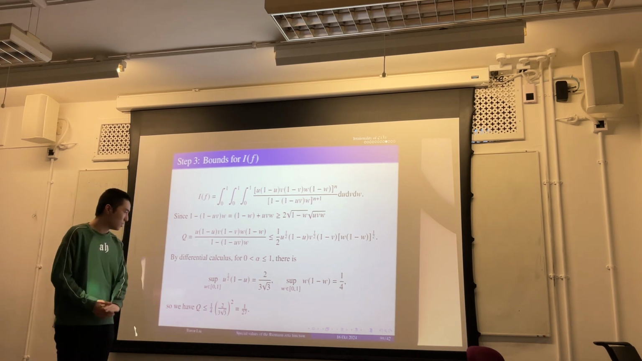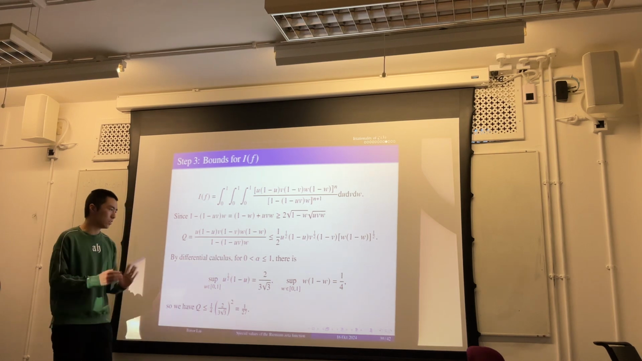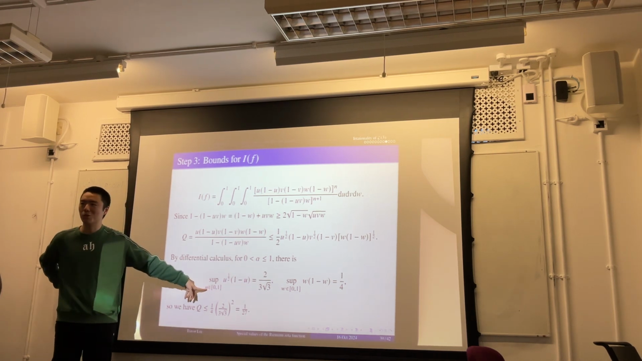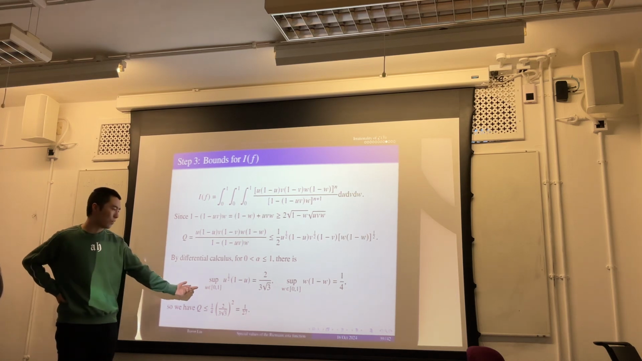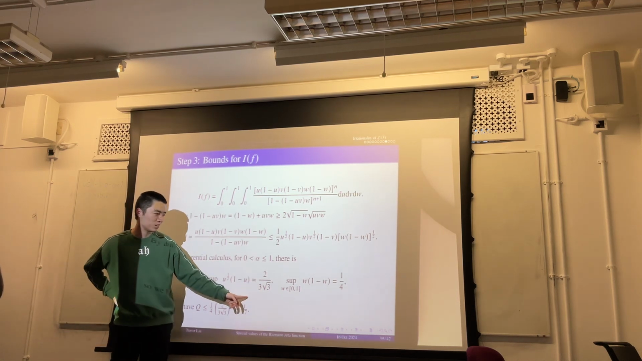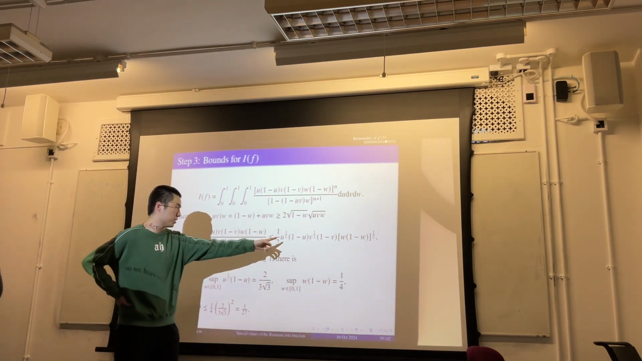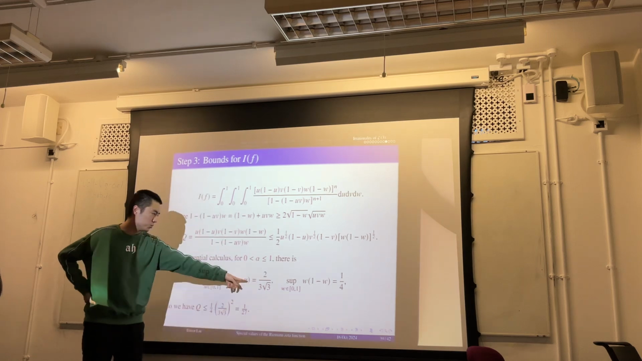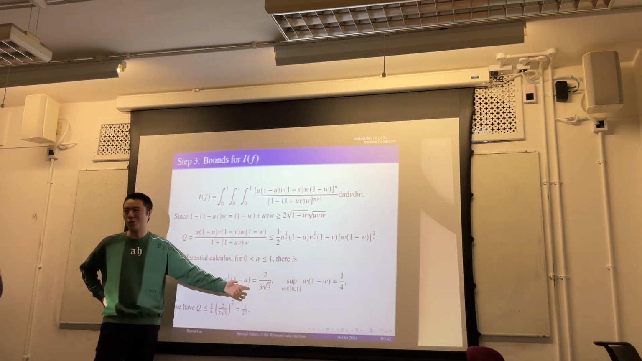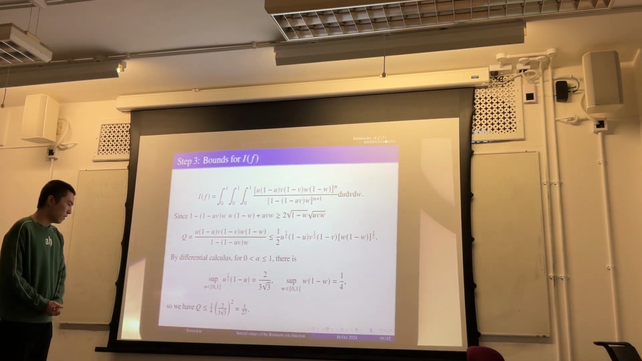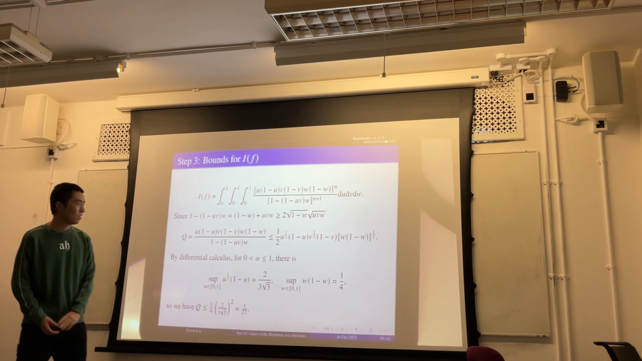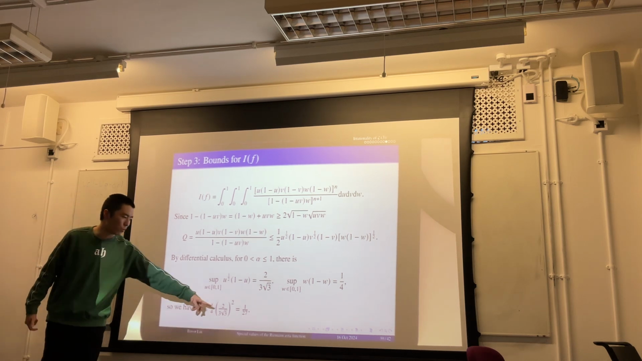So, well, it's not for alpha less than or equal to 1, but this is just if you do the derivative, if you do some differential calculus, you can find that the maximum values of these terms. So the maximum value of this quantity is 1/4, and the maximum value of these quantities are just 2 over 3 times square root of 3. As a result, we conclude that this q is less than or equal to 1 over 27.